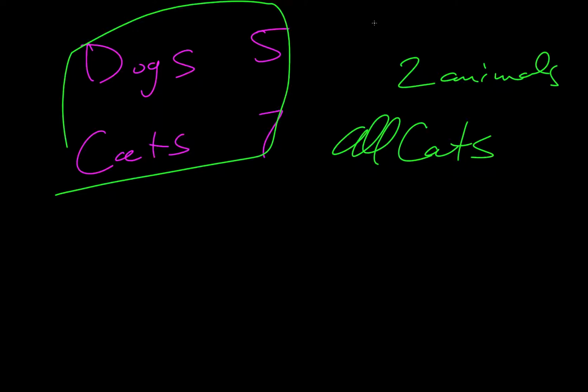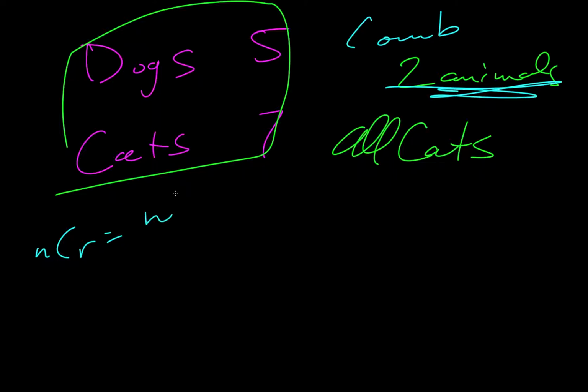Well, so this is a combination because it's just 2 animals. We're not ranking them. We're not having president cat and vice president dog. So it's a combination. So we're going to use our combination formula, which is nCr, n factorial over r factorial times n minus r factorial.